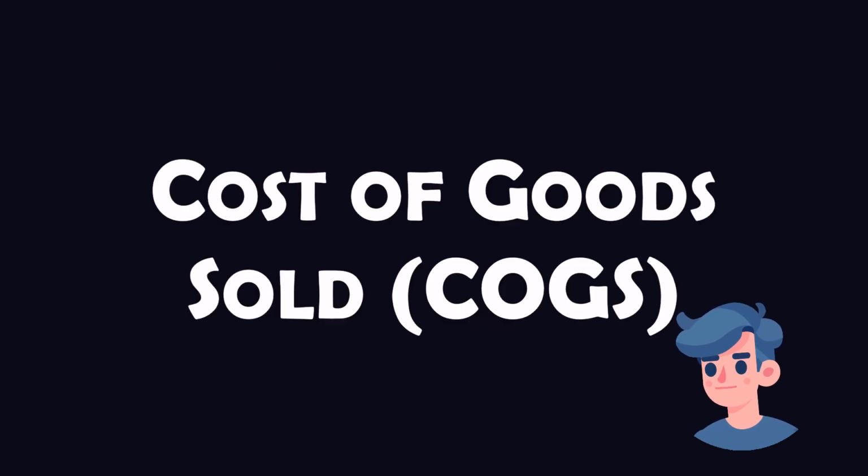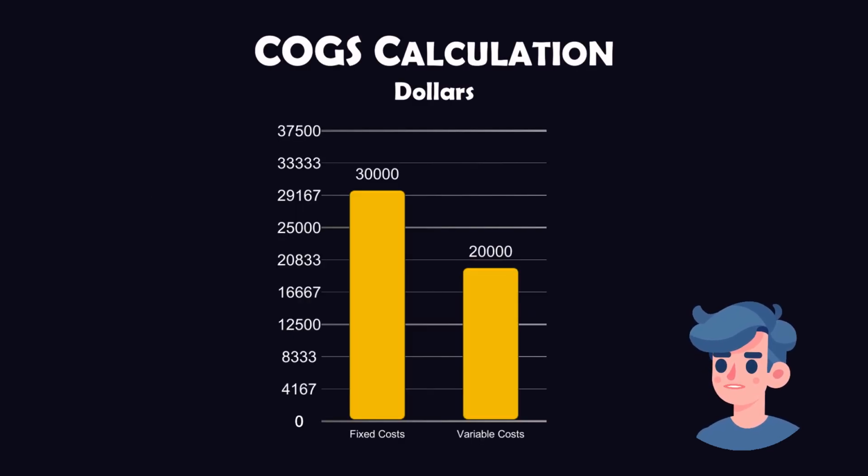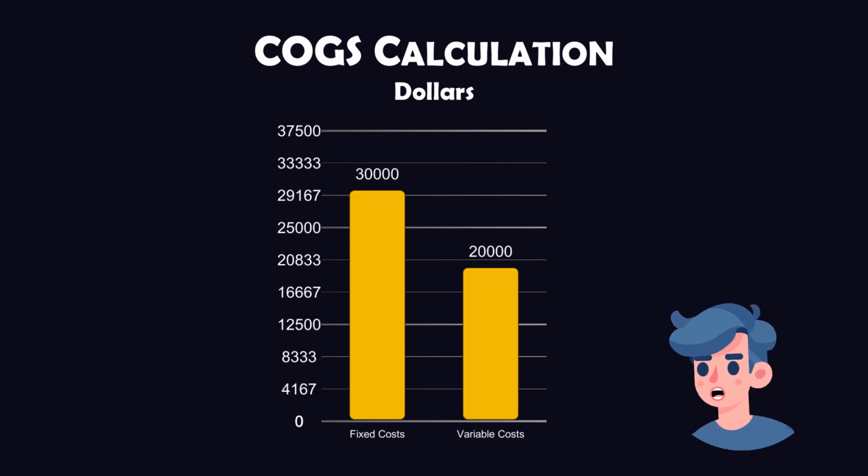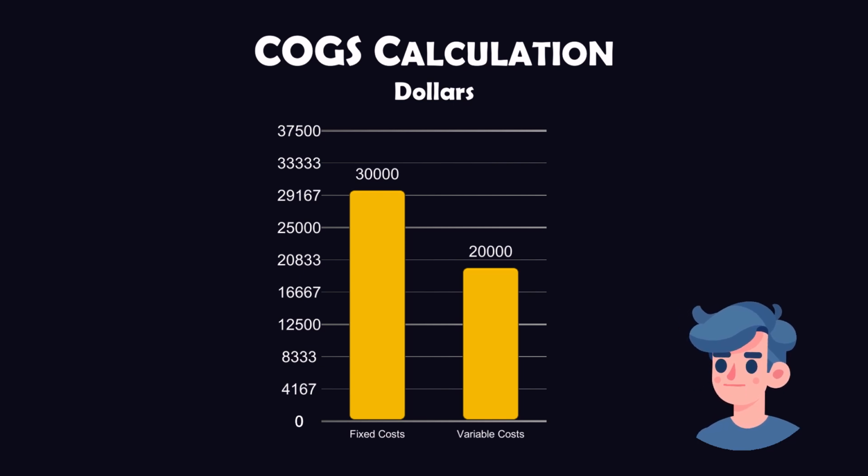Cost of goods sold, abbreviated as COGS, refers to the direct costs attributable to the production of the goods sold by a company. Let's say the company has a fixed manufacturing cost of $30,000 and variable costs of $2 per unit. The COGS would be $50,000.